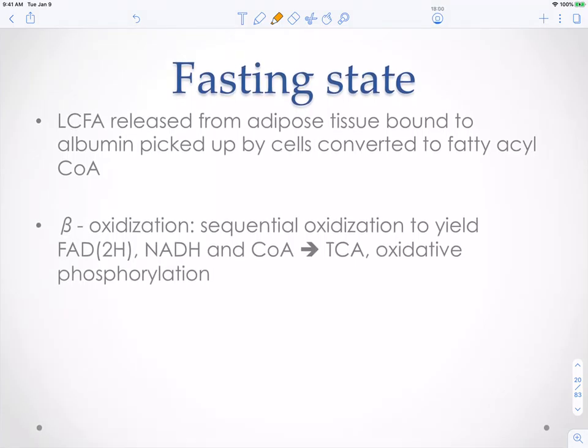So in the fasting state, your adipose tissue is going to release long-chain fatty acids, so those are primarily going to be those carbon-16s, or whatever you took in from your diet that was packaged into your adipose tissue. And the long chain fatty acids are going to be picked up by serum albumin and then transported through the blood. Your cells will take them up and then they'll be converted to a fatty acyl-CoA. Your beta oxidation is going to be a sequential order, and it's going to occur over and over again depending on how long your fatty acid is. And it's going to yield energy or store energy in the form of FAD, NADH, and CoA. And then all of this is going to feed into our cycles, our TCA cycle, or our electron transport chain to generate energy.